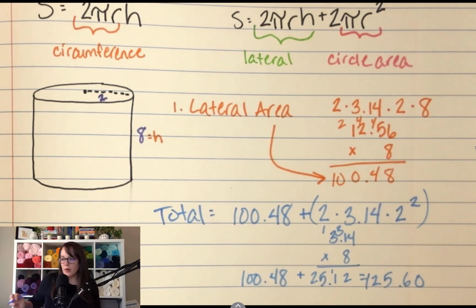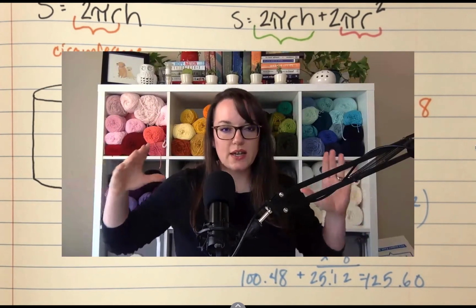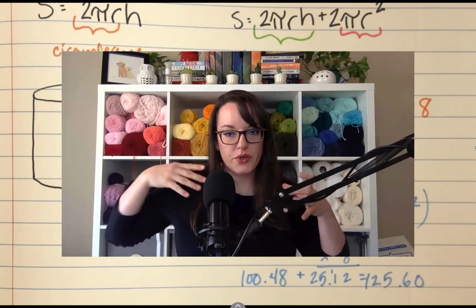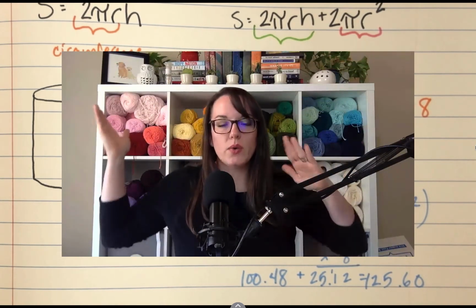It's very much like a prism, same idea, just instead of polygons for the bases, we have circles. So instead of saying perimeter, we say circumference.